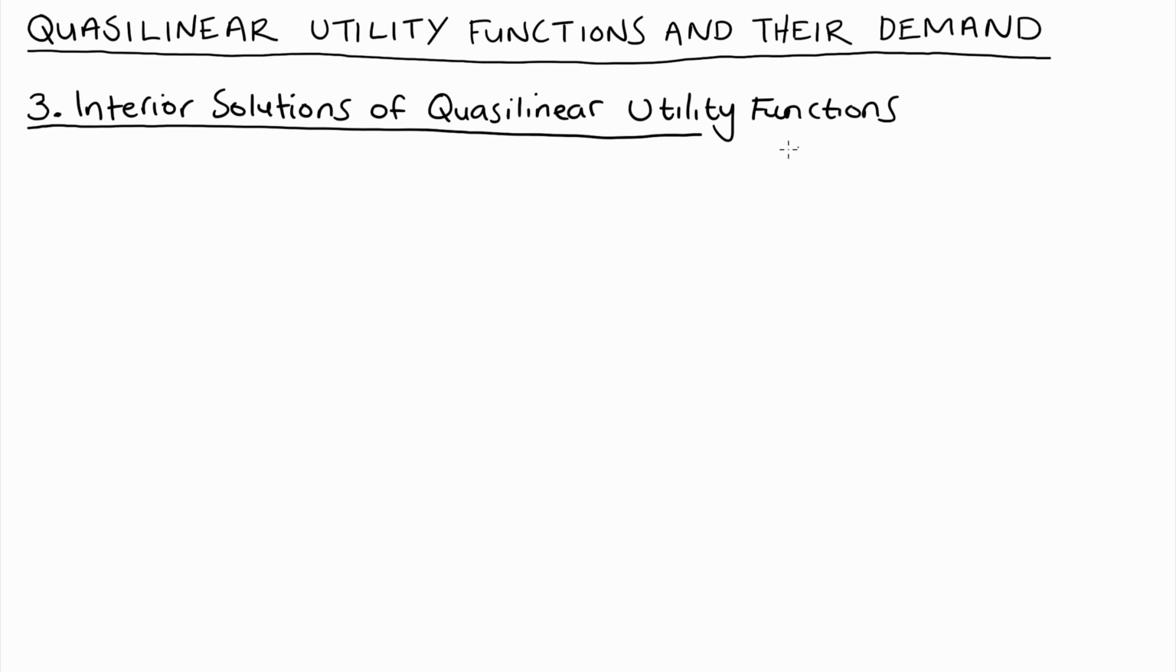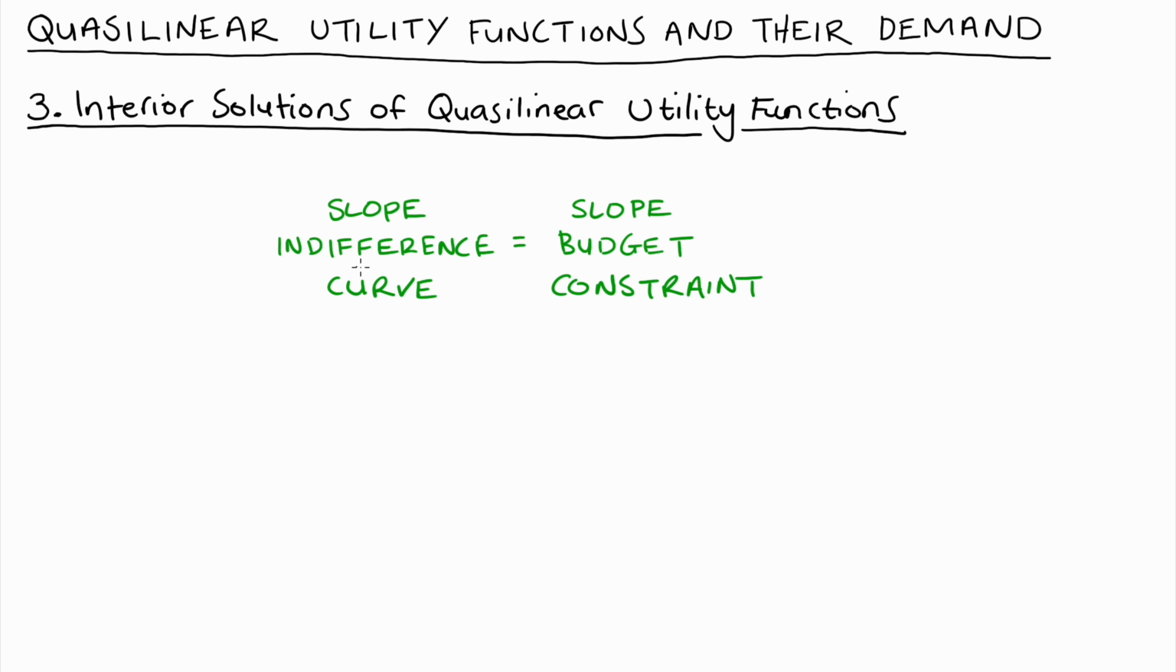That's our next topic. Interior solutions will occur when our consumer consumes a positive amount of each good, and they are found where the slope of our indifference curve is equal to the slope of our budget constraint. So that's the negative of our marginal rate of substitution.